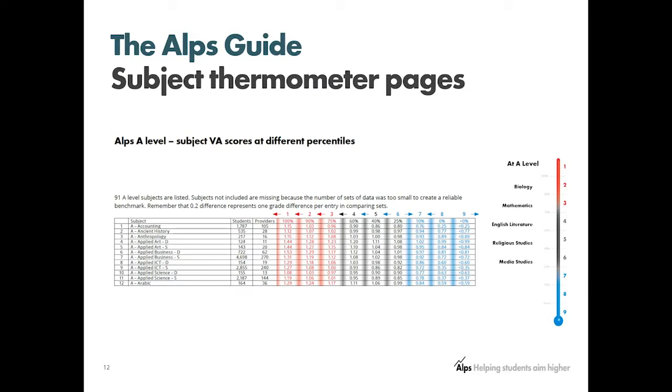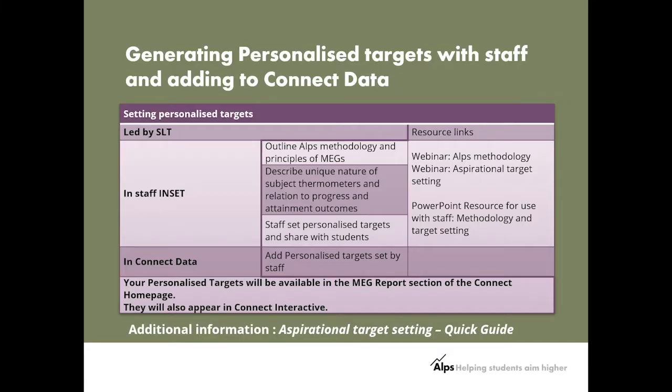You will find all of the subject thermometers. They're all on Connect if you've got the subject. But in the Alps guide, all of the thermometers are there. They're on their side. But you can see the difference in progress across the different thermometers on those subject thermometer pages. So what does that mean for you at the beginning of term?